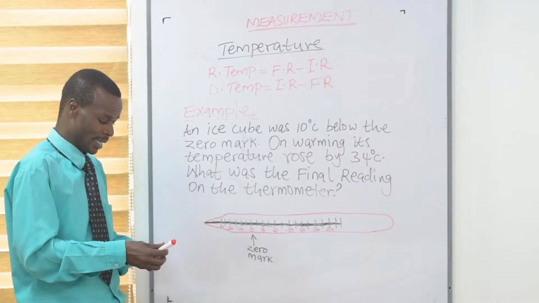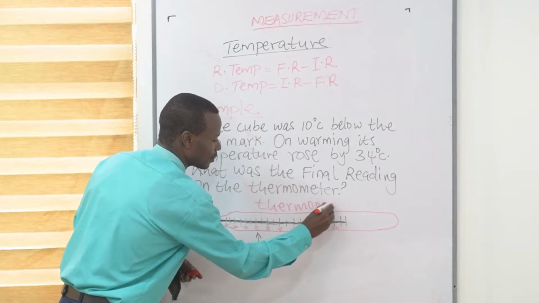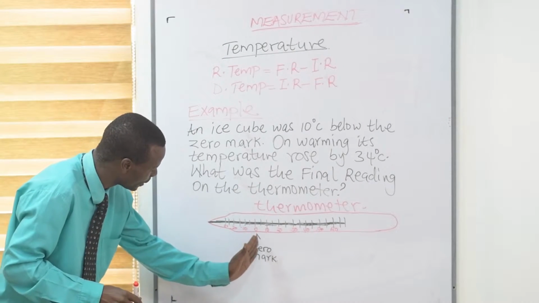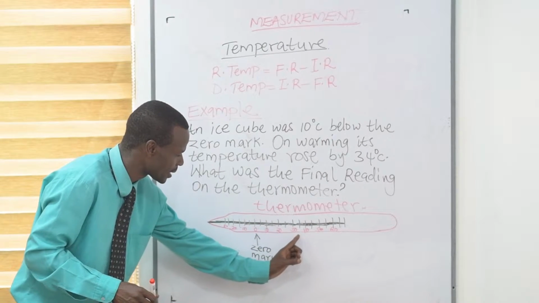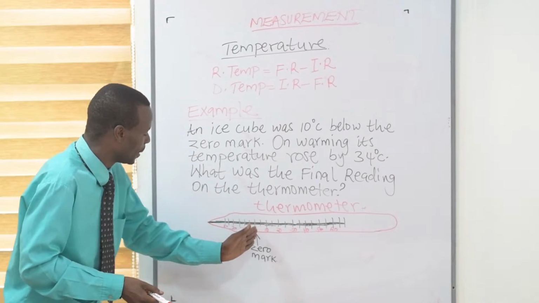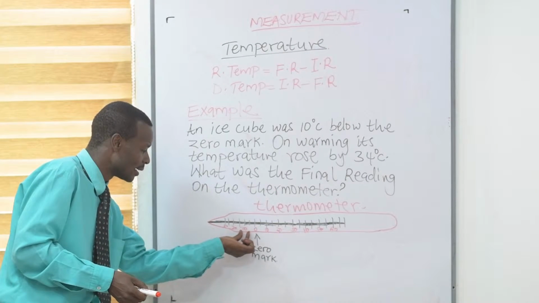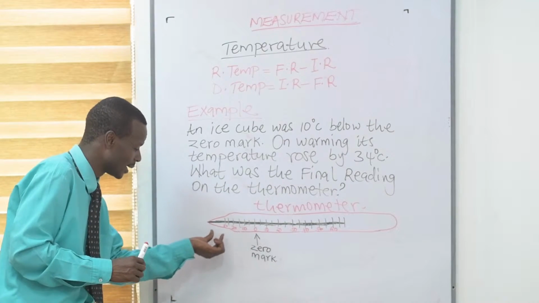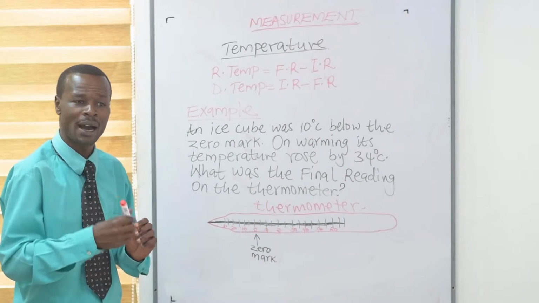Let's study this. This is our thermometer, and some readings here. This is the zero mark. 10 degrees Celsius, 20, 30, 40, 50, 60, and so on until 100. Now, after the zero mark, we also have some readings: 10 degrees below the zero mark, 20 degrees below the zero mark, then 30 degrees below the zero mark.